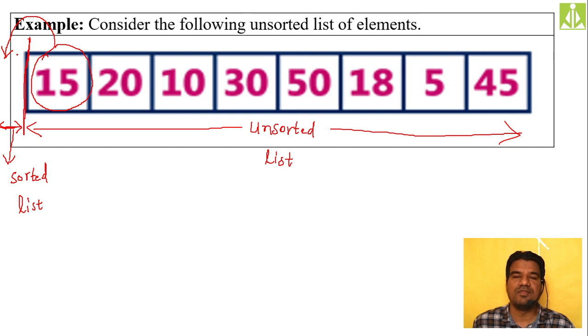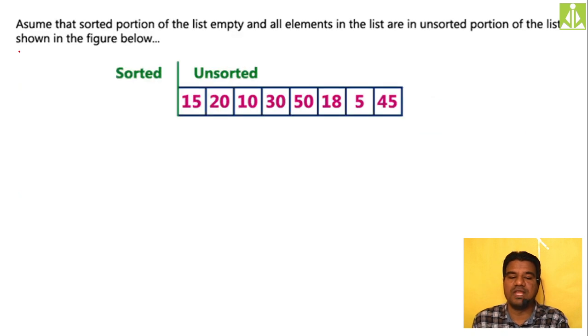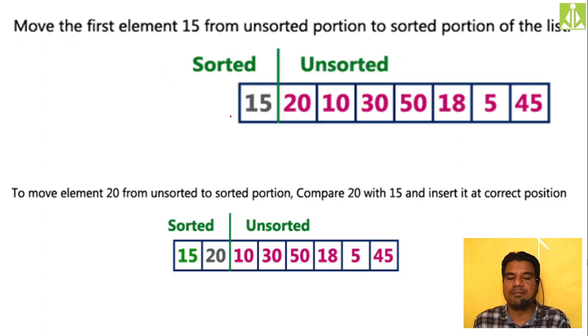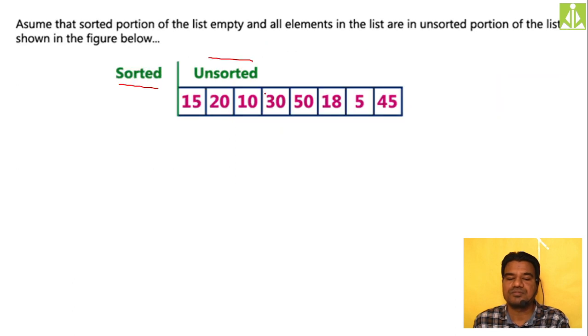So always we are picking the first element from the unsorted sublist and putting that element into the sorted sublist in its right position. Initially, see over here, the complete list we divided into two: sorted sublist and unsorted sublist. Initially I'm picking one element, that is 15. This 15 I picked and moved into the sorted sublist. As there are no elements, only 15 will come over here and the wall will come after 15.